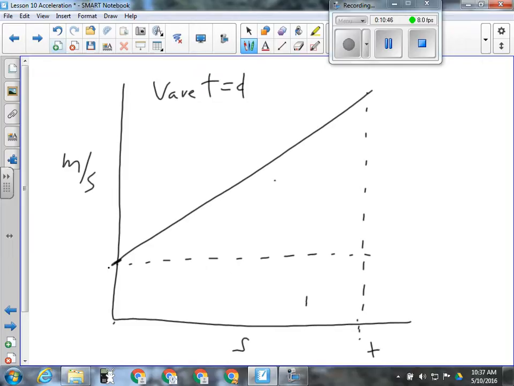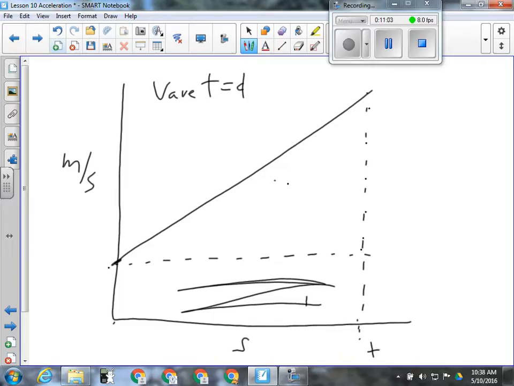So basically, I'm saying, here's how far I would have traveled had I not accelerated. I would have started at this speed and stayed at this speed the whole time. I would have gone this far. But I did accelerate, so I actually went further than that. I have to add on how much I changed by.